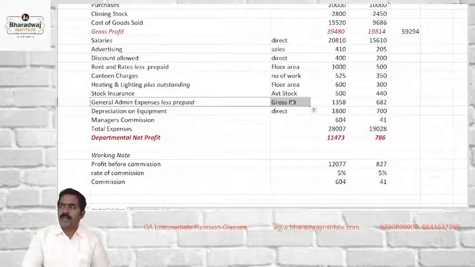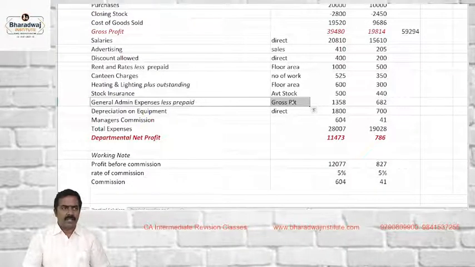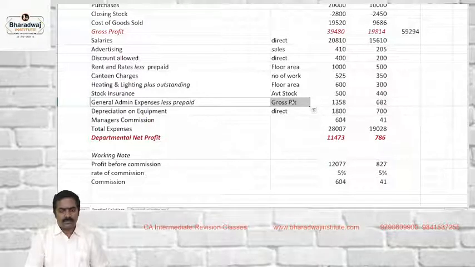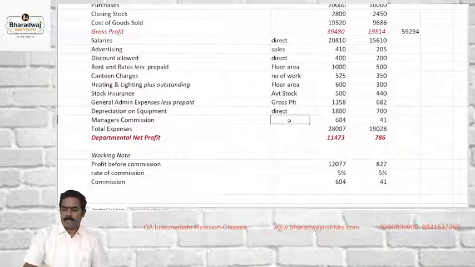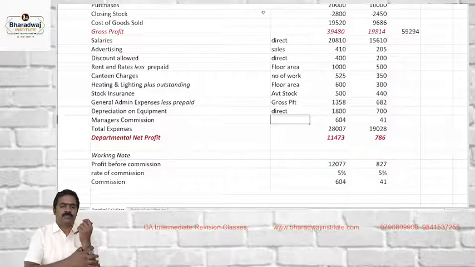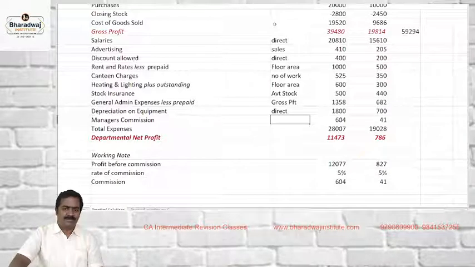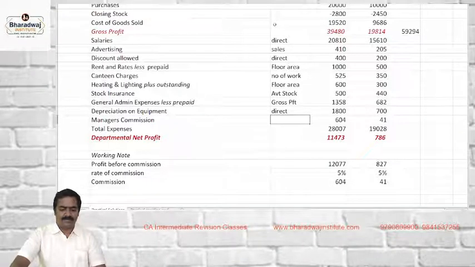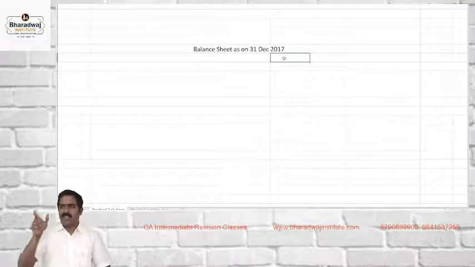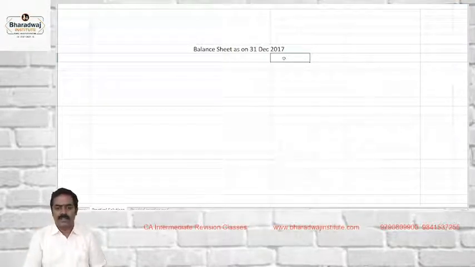Do they ask you to prepare only the P&L account or the balance sheet also? Balance sheet. Start. You can try. Complete this and start with the balance sheet. For a better display, just do it in statement style, liabilities, assets, like that, so that the font size will be a little bit bigger.